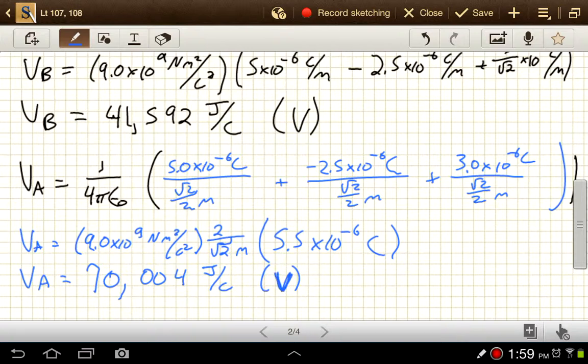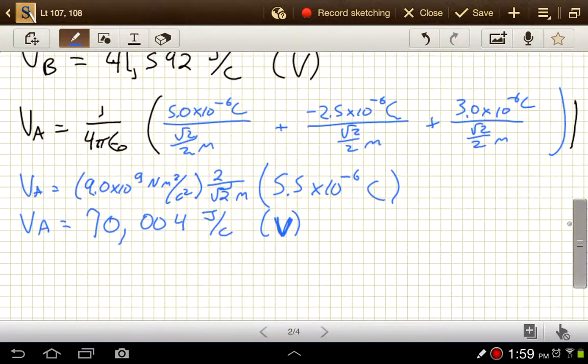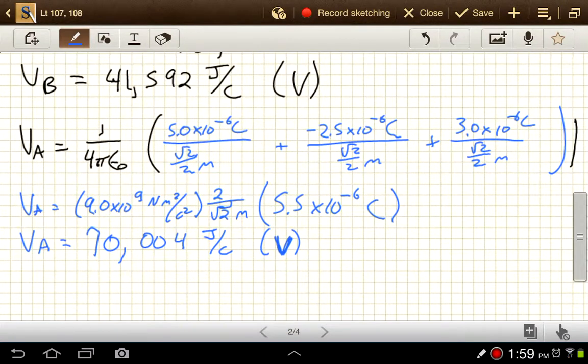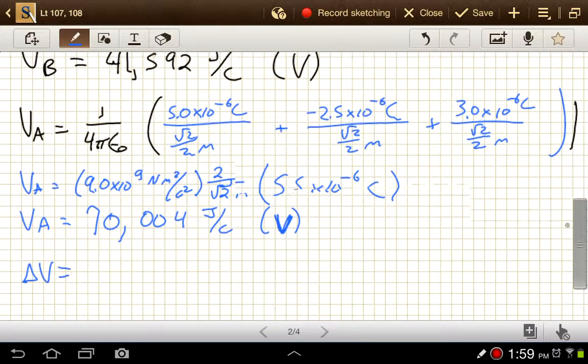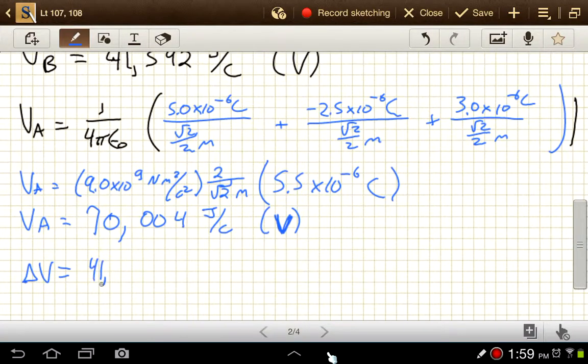Alright, and I ended up making just a ridiculously high potential difference here, but that's okay. The numbers still work out just fine. So now delta V is going to be VB minus VA, so that'd be the 41,592 volts minus the 70,004 volts, and we get delta V.